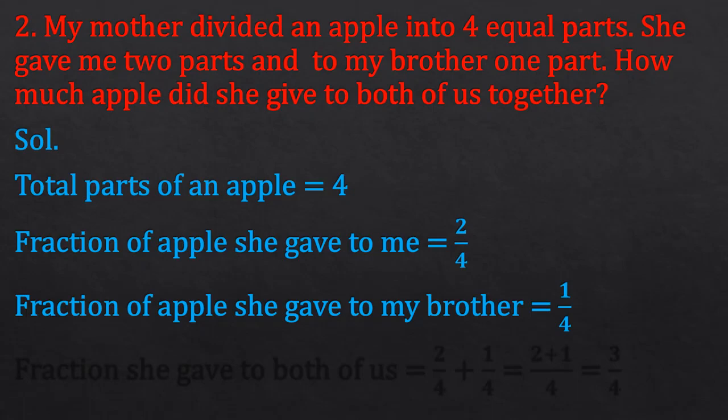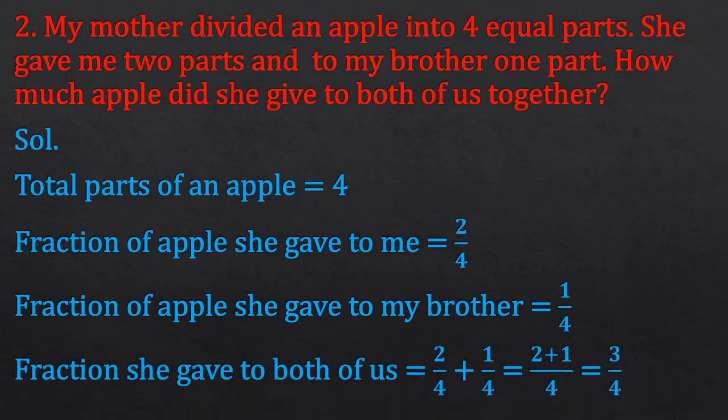Okay, now we have to find out how much she gave to both of us together. You know very well, whenever we have to find out together, then we will add. So it is 2 upon 4 plus 1 upon 4. Denominators are same. So first step is add the numerators, 2 plus 1. Then you will write down denominator one time, common denominator, that is 4. So 2 plus 1 is 3. So 3 upon 4. That means mother gave 3/4 fraction of apple to both of us.